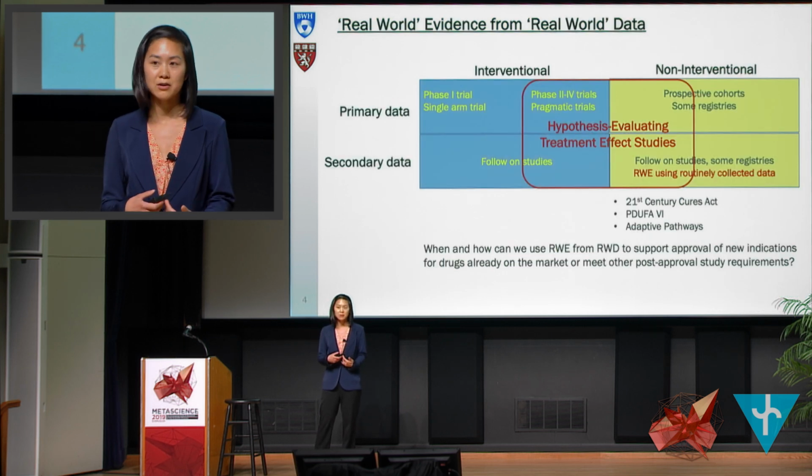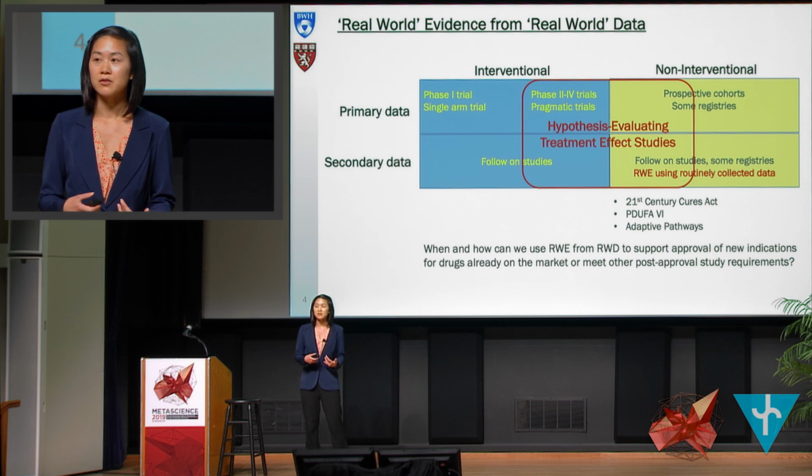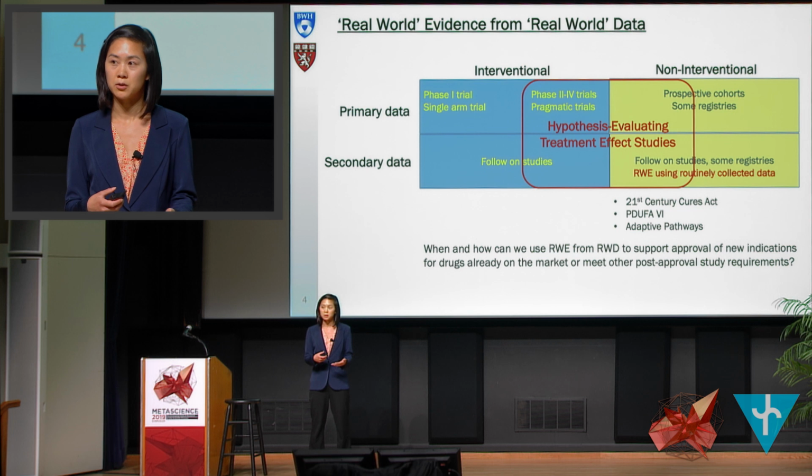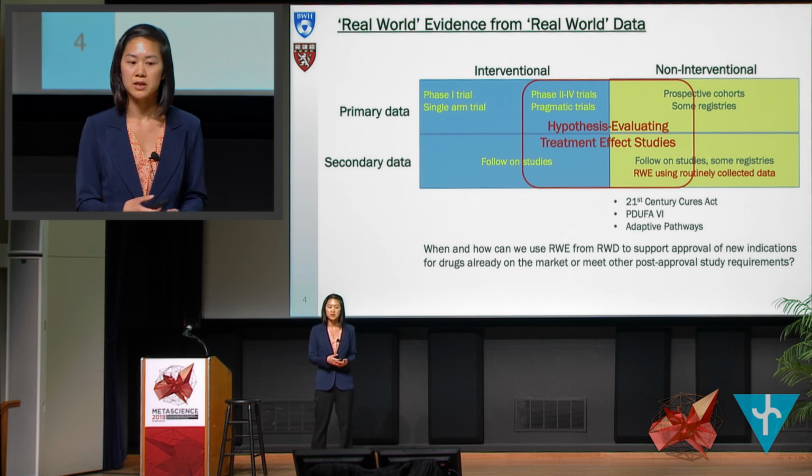So by way of background, I'm a pharmacoepidemiologist. So a lot of the work that I do focuses on the comparative safety and effectiveness of drugs and marketed medical products. This is post-market phase 4 type of research.